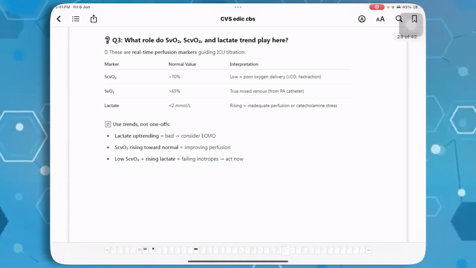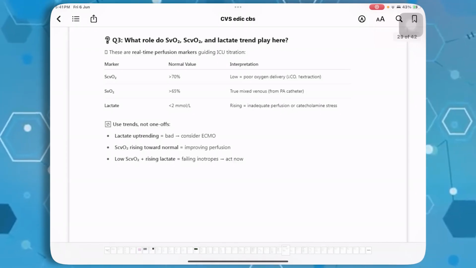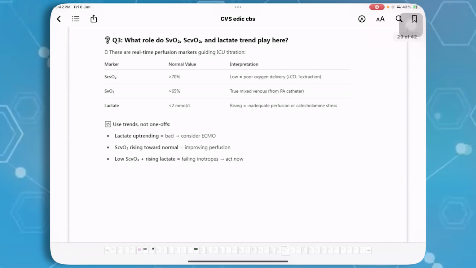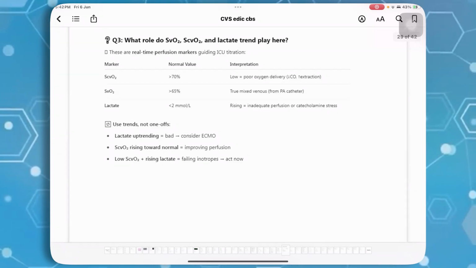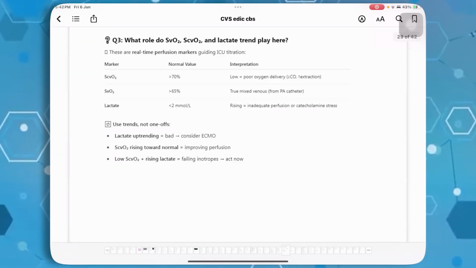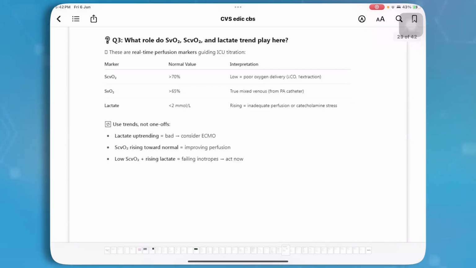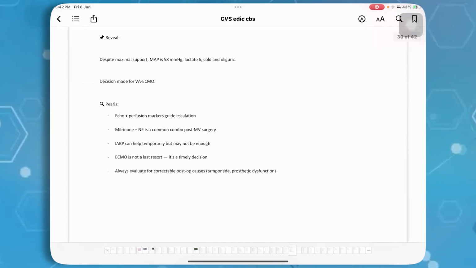SCVO2 rising towards normal, it tells you that the patient is getting better. Whatever you are doing, keep doing it. Low SCVO2, rising lactates and failing inotropes, you need to put the patient on ECMO immediately.